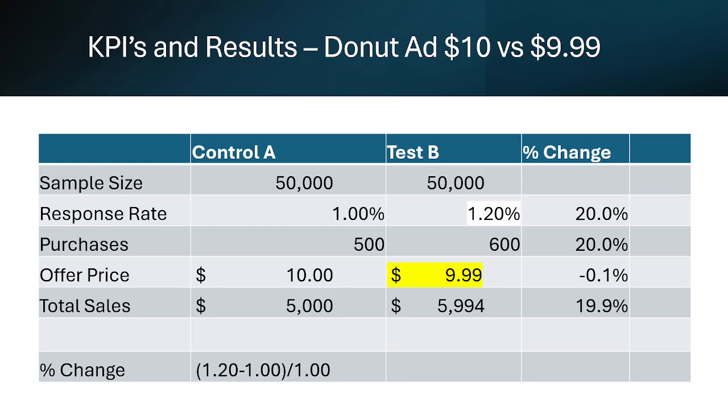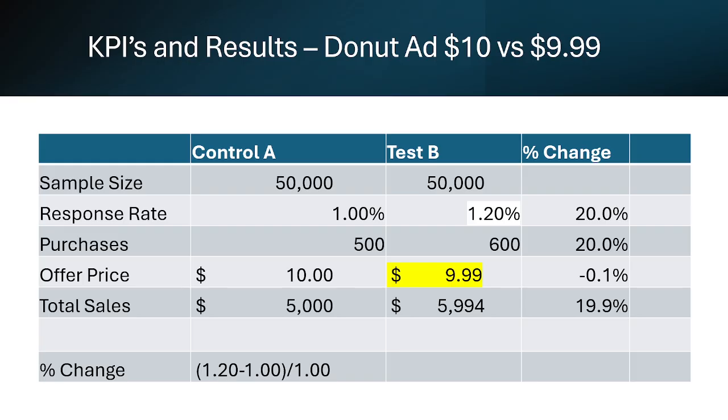So if you had a base response rate of 1% and the test ad resulted in a response rate of 1.2%, that would be considered a 20% lift or a 20% change. Another way marketers might say it is that test B either outperformed control A or test B pulled better than control A. So the percent change is an important concept to understand.